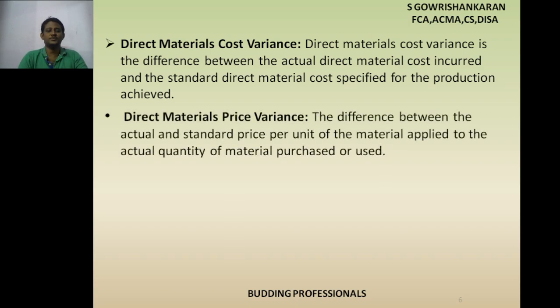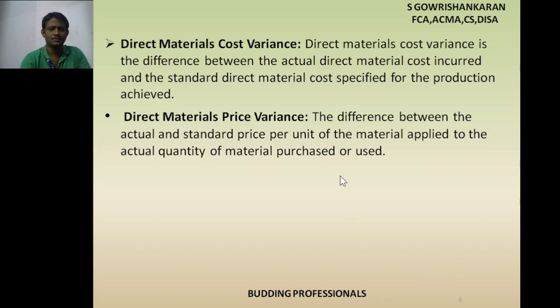Direct material price variance. What is this direct material price variance? As I said, I will pay only 10 rupees, that is my standard. But how much did I pay? 11 rupees per kg. That is price variance. Extra 1 rupee I paid, that is price variance. I am not reading the language here, just go through it yourself.